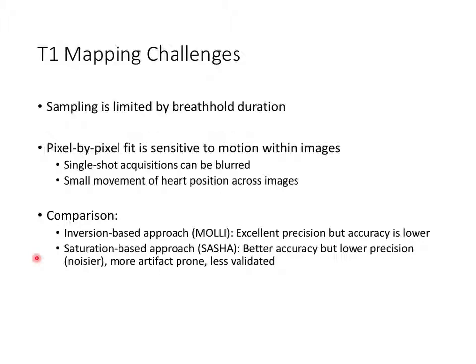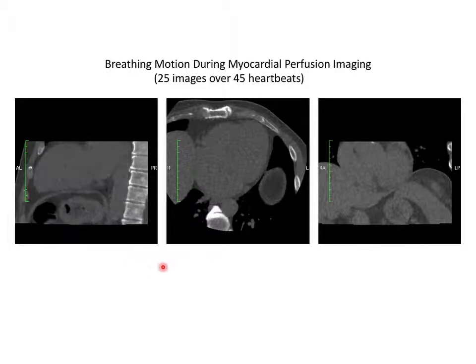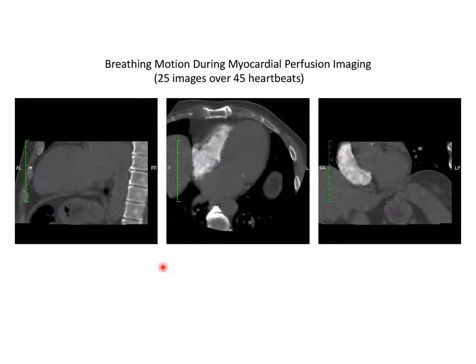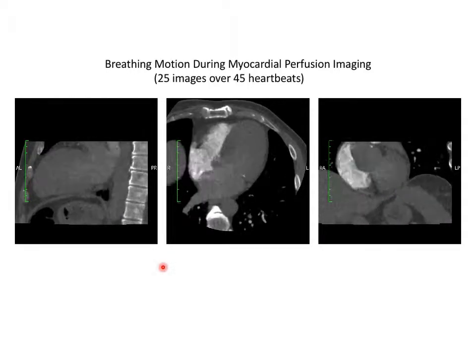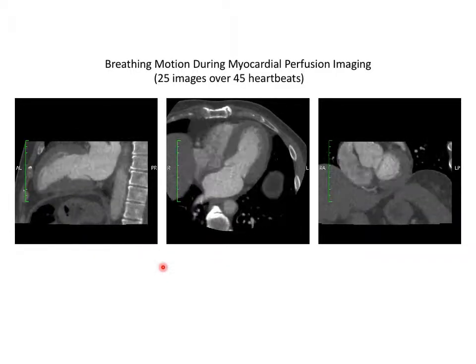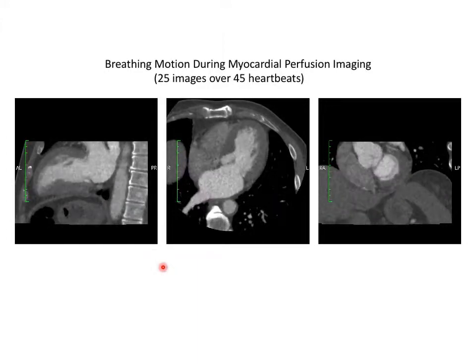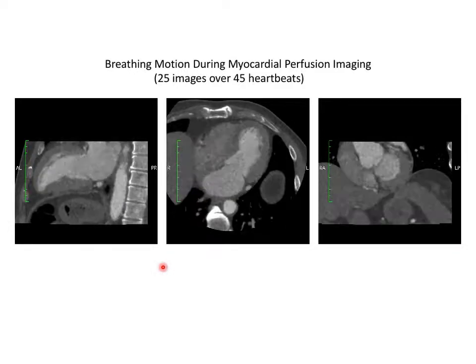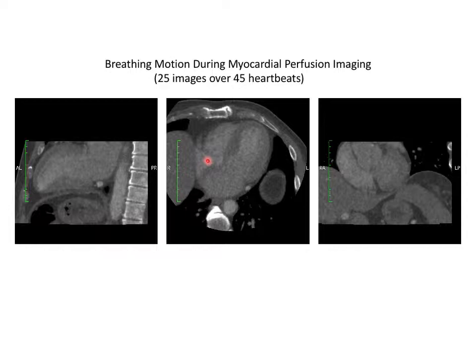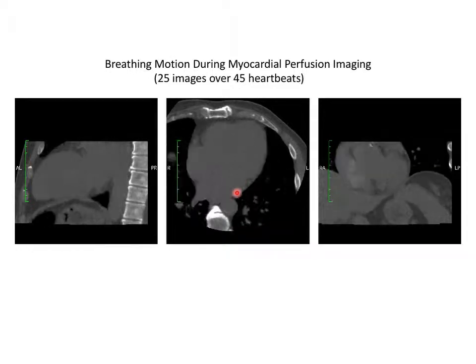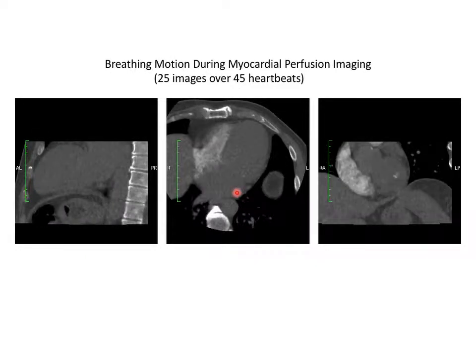And so that is probably one of the big problems with the method, because if you let somebody just free breathe and you acquire MR images, right? So this is acquired over, the whole duration of this acquisition is 45 heartbeats, but there's 25 images in here. The patient here is just breathing freely, because this is a perfusion acquisition where you inject contrast, it goes in the right ventricle, goes to the lungs, and comes back to the left ventricle. And you can see a remarkable amount of motion.